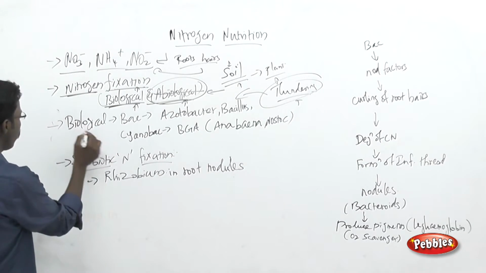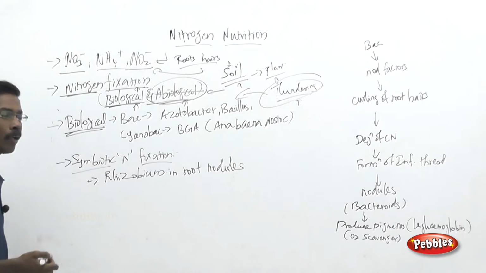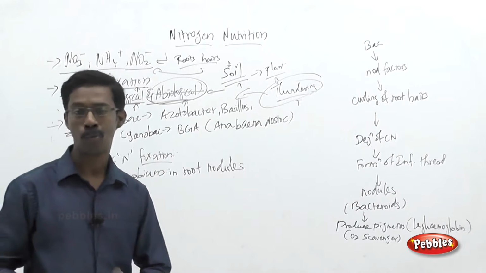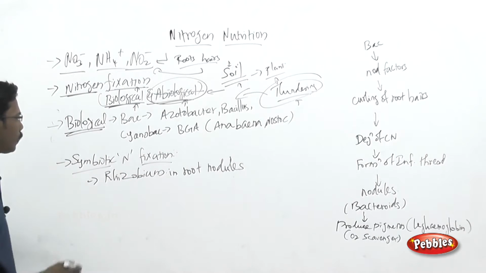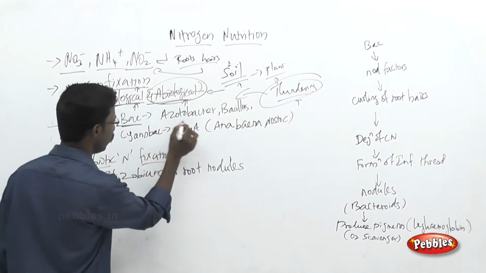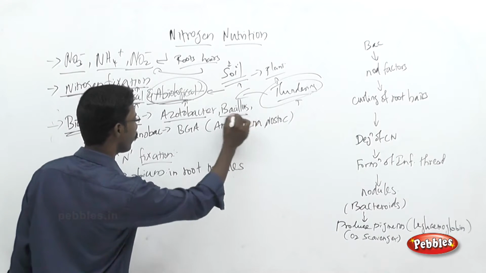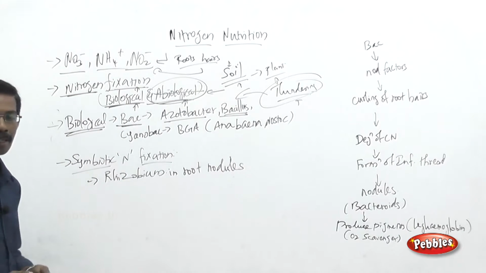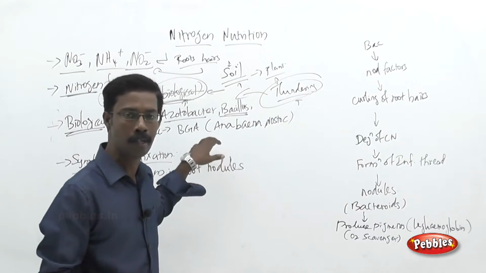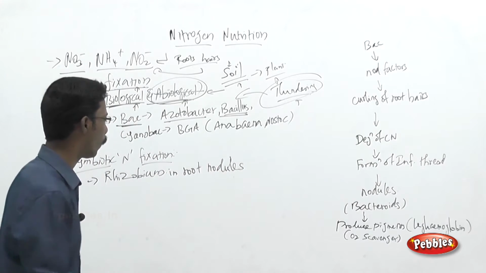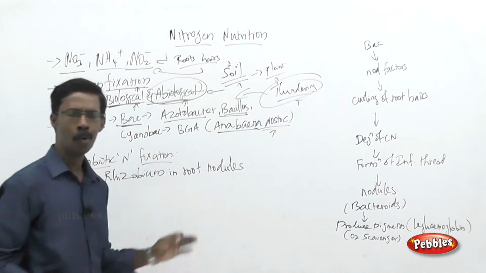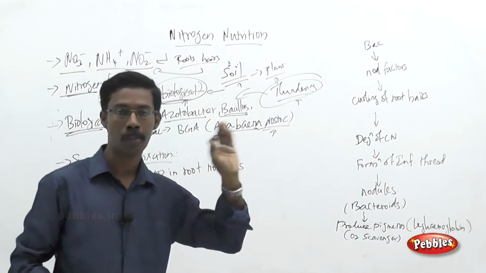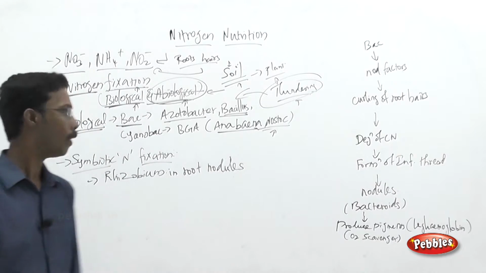Biological means that it may be because of bacteria or cyanobacteria. There are so many bacteria and cyanobacteria involved in nitrogen fixation. The major bacteria we are going to see are Azotobacter and Bacillus. In the case of cyanobacteria, all the BGAs, blue-green algae, are involved in nitrogen fixing, for example Anabaena and Nostoc. They are involved in fixing atmospheric nitrogen to the soil for the plants.